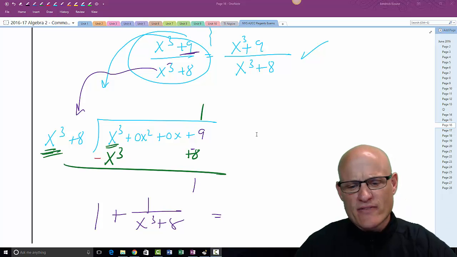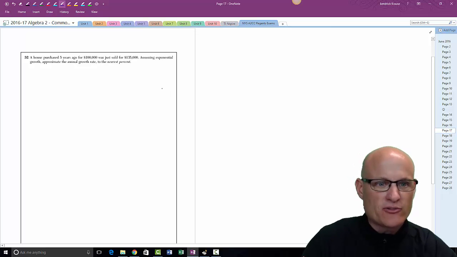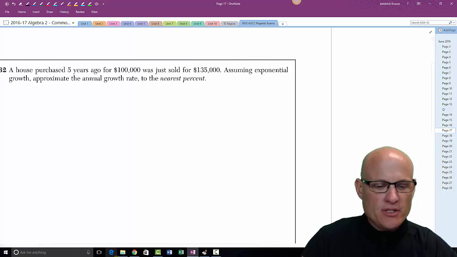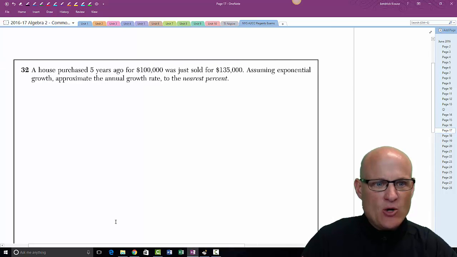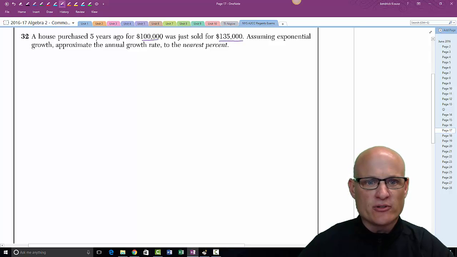All righty, I think we're on the last part 2 question. Let's see, last part 2 question. So what do we got here? It says a house purchased 5 years ago for $100,000 sold for $135,000. We want to know the percent increase.